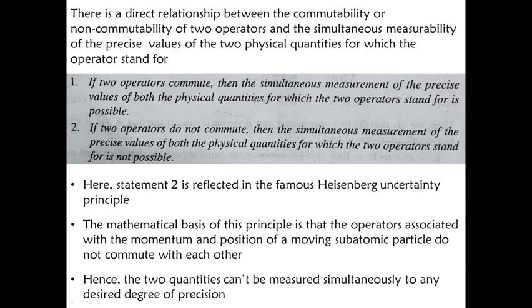If two operators do not commute, then the simultaneous measurement of the precise values of both the physical quantities for which the two operators stand is not possible.